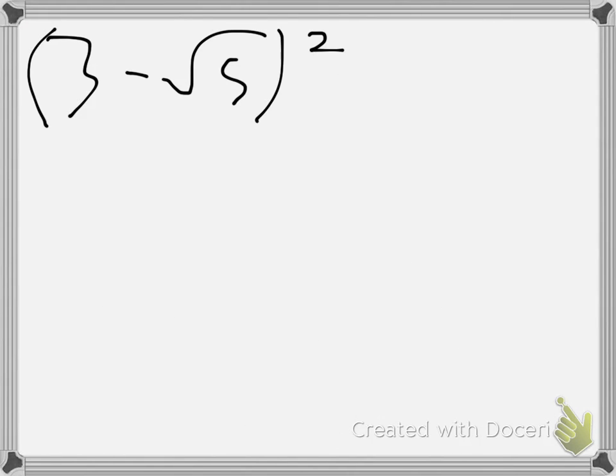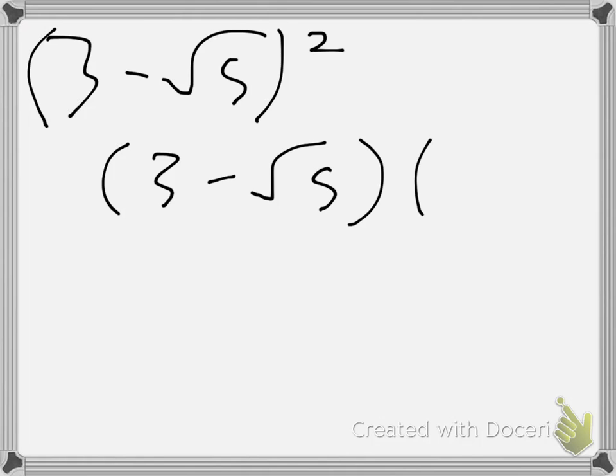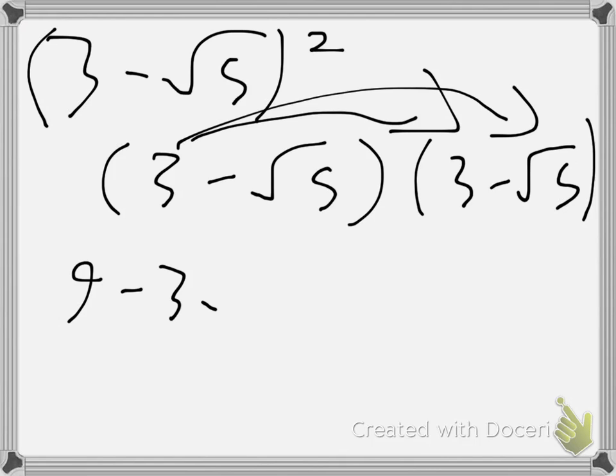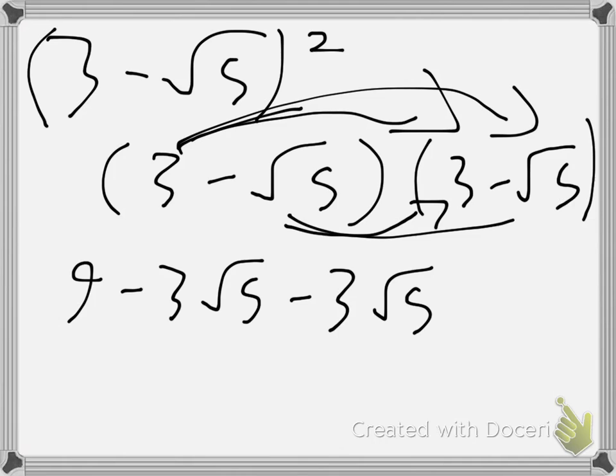So in this example, or really all examples, I'm just going to write it out twice and follow distribution rules. So 3 times 3 is 9. 3 times negative square root of 5 is negative 3 square root of 5. Negative square root of 5 times 3 is negative 3 square root of 5. And negative square root of 5 times negative square root of 5 is positive square root of 25.